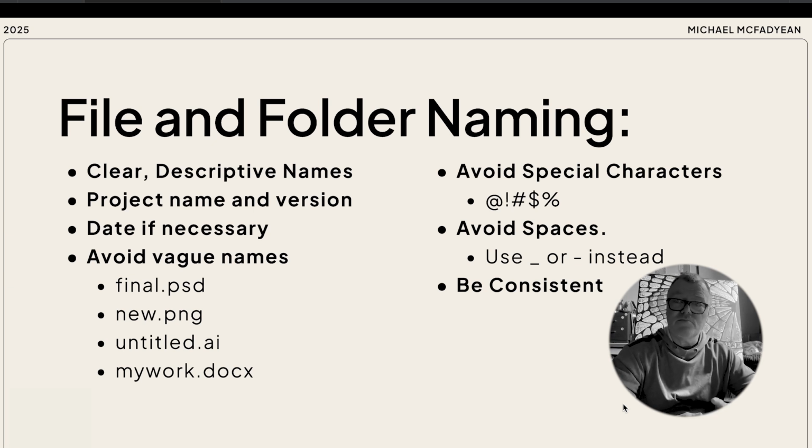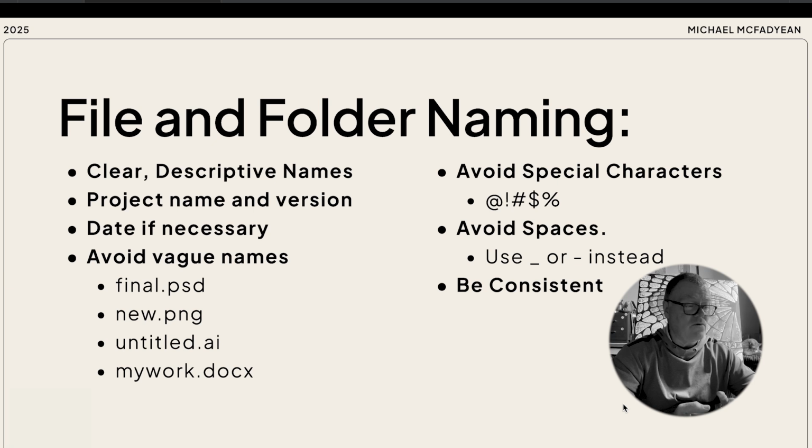You should include your project name in your files, and also what version. So versioning is really important. As you are working, save versions of your work so that you can always go back to previous versions if you need to. Sometimes it's necessary to include the date. In fact, often it's necessary.